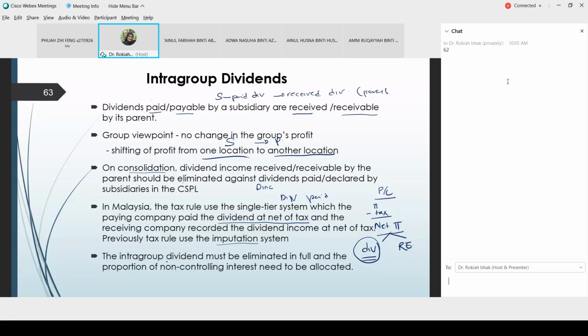The intra-group dividend must be eliminated in full, and the proportion of the NCI needs to be allocated. Since the subsidiary paid a dividend, it also affects the NCI. So this dividend will affect the parent and also the NCI.